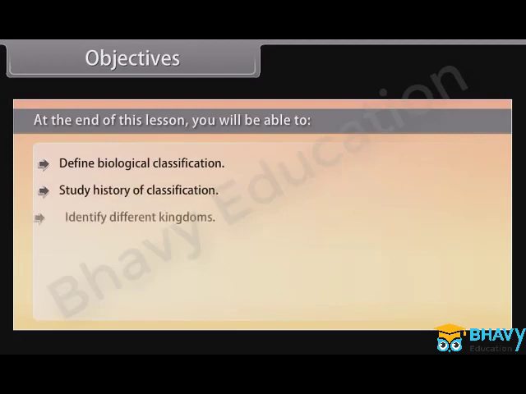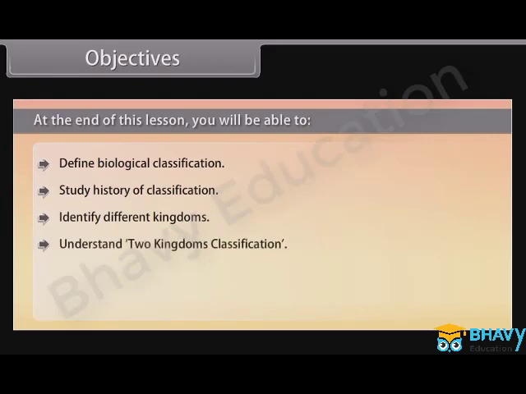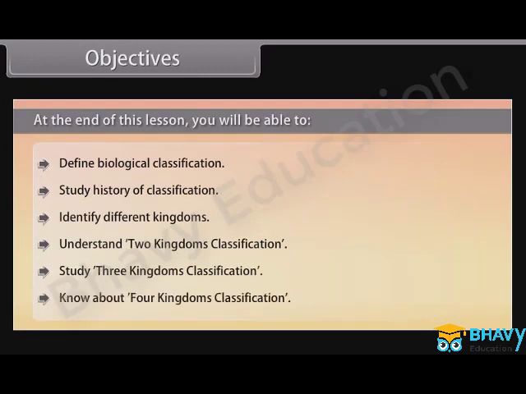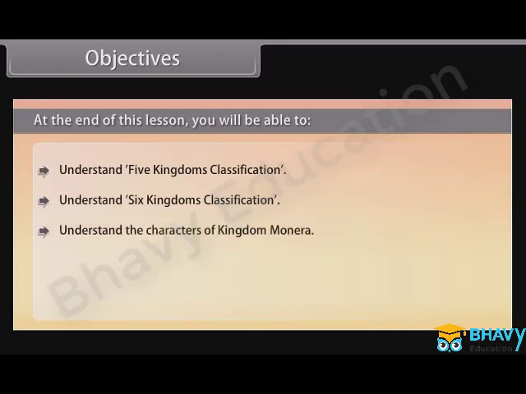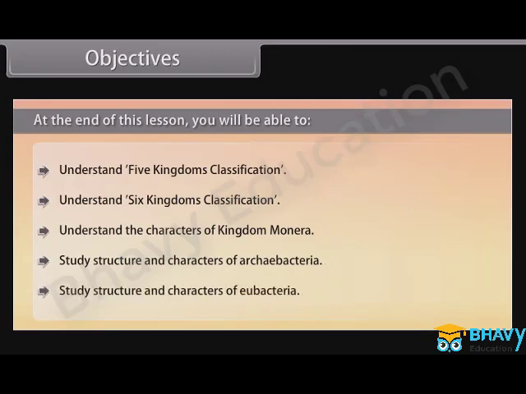Objectives. At the end of this lesson, you'll be able to define biological classification, study the history of classification, identify different kingdoms, understand two kingdoms classification, study three kingdoms classification, know about four kingdoms classification, understand five kingdoms classification, understand six kingdoms classification, understand the characters of kingdom Monera, study structure and characters of Archaebacteria, study structure and characters of Eubacteria.